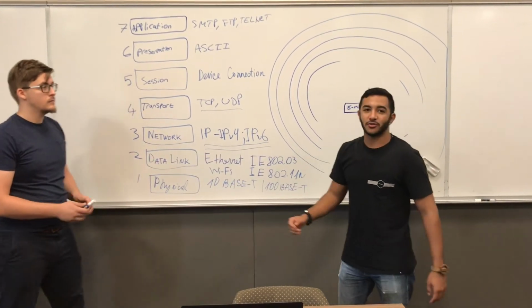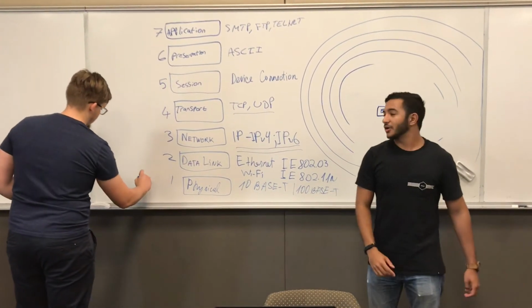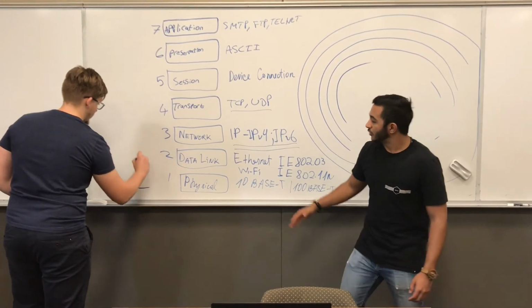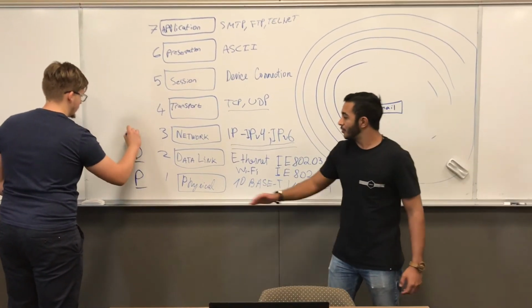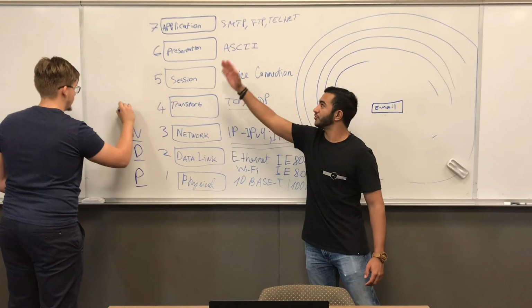And if you can't remember all the layers, because it is hard, there is a mnemonic that you can use to remember them. If you go backwards, you can remember it as: Please Do Not Throw Sausage Pizza Away.